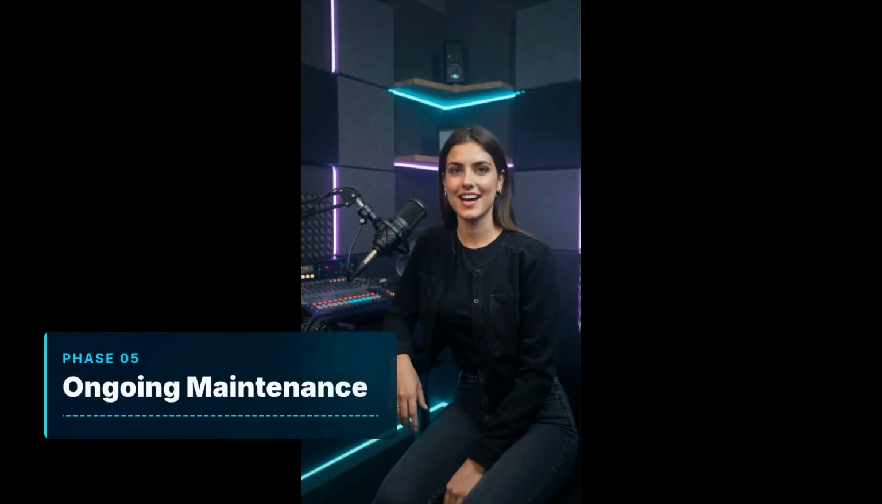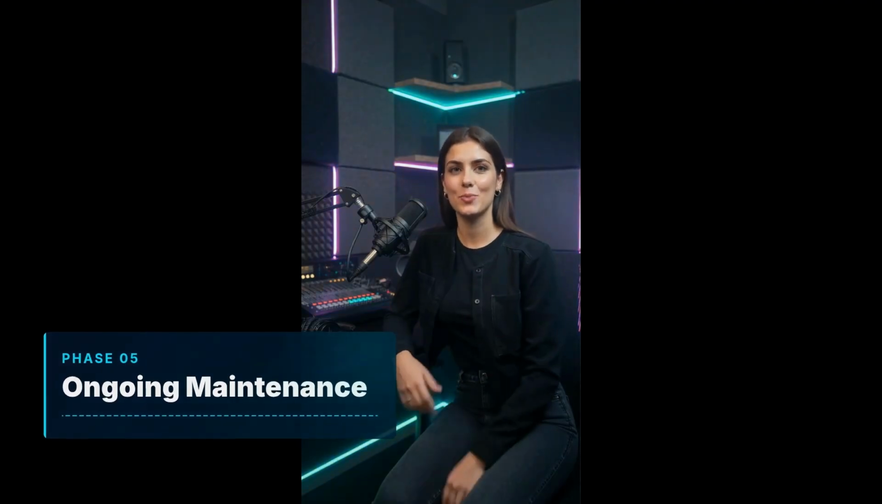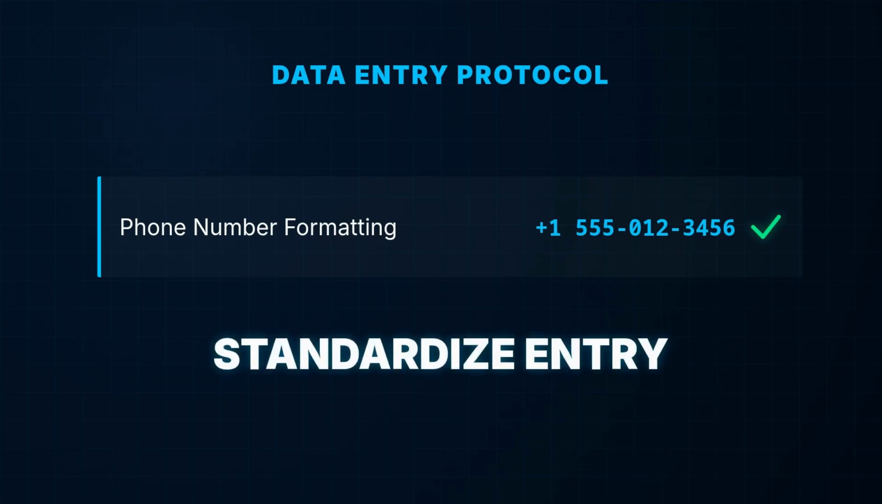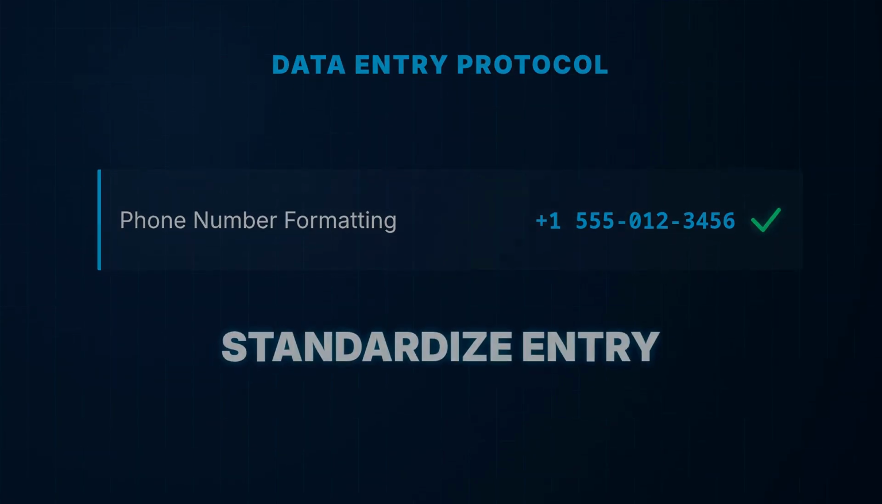Finally, we reach phase 5, ongoing data hygiene and maintenance. Cleaning your CRM once is exactly like cleaning your house once. It's inevitably going to get messy again if you don't change your habits. You need to establish a standardized data entry protocol for your entire team. Decide on a universal format and rigidly stick to it.